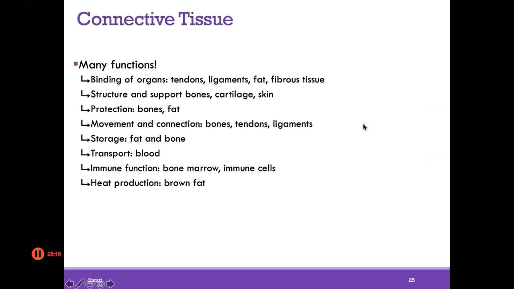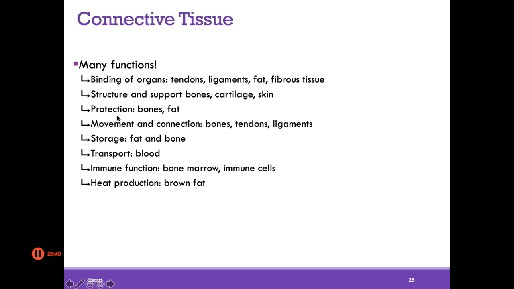So connective tissue has many, many functions. Binding of organs, for example, so tendons bind muscle to bone, ligaments bind bone to bone, fat keeps tissues in place, fibrous tissue helps keep our skin attached to our underlying muscles. So connective tissues connect things. They help us with structure and support. For example, bones support the body, cartilage supports the ears and the nose and the trachea.